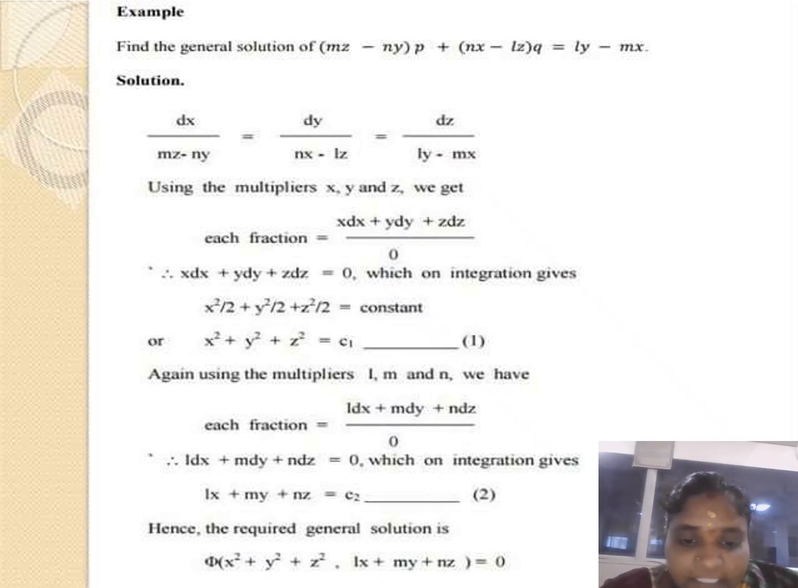So the general solution format is f of u comma v equivalent to 0. Here we get f of u comma v, or otherwise f of c1 comma c2 equal to 0. So u means x square plus y square plus z square, and v means lx plus my plus nz. This is the general solution of the Lagrange linear equation by the multipliers method.